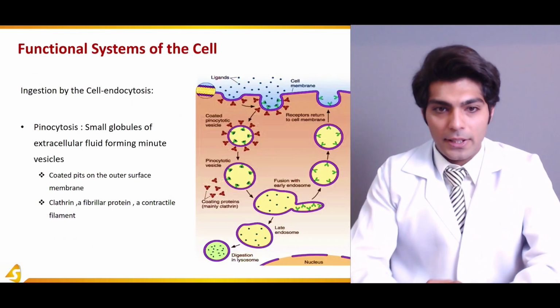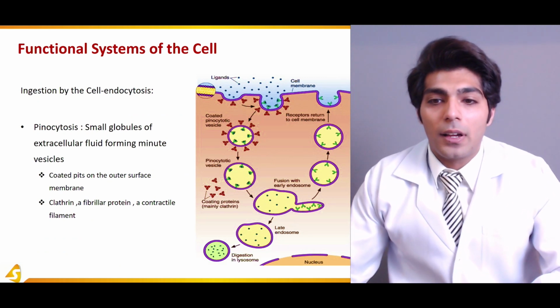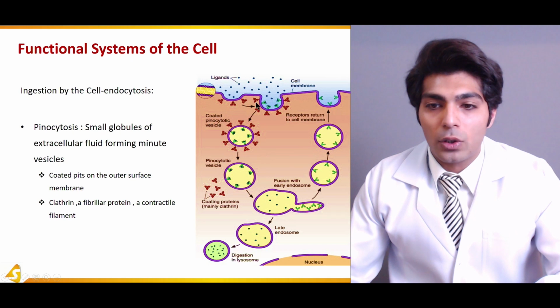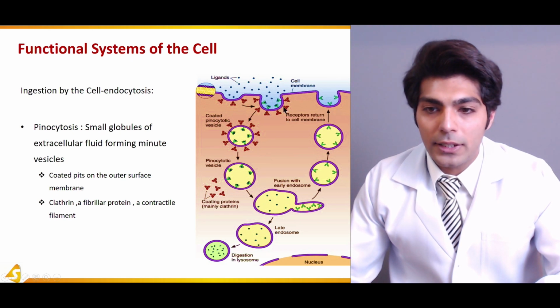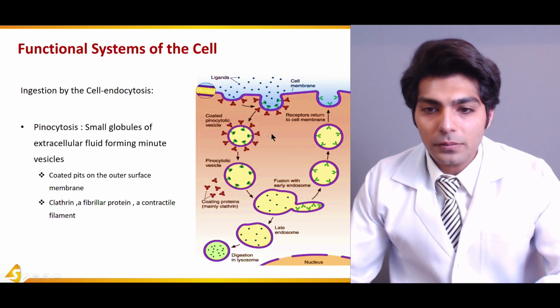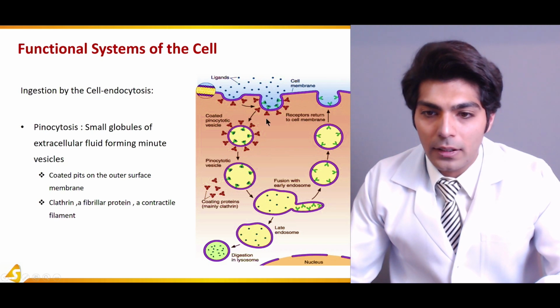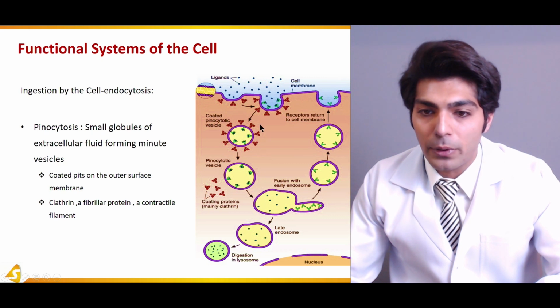Now, the function of the cell system: there is an ingestion of the cell through endocytosis. You can see these are the contractile proteins which are coating the pit of the cell membrane having the receptors. Any molecule that becomes attached to the receptors causes a vesicle to form. There is a contractile element coating the cell membrane surface, and it performs its function, forming a vesicle, which is a coated pinocytic vesicle.